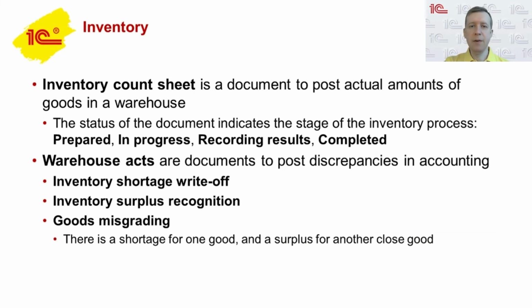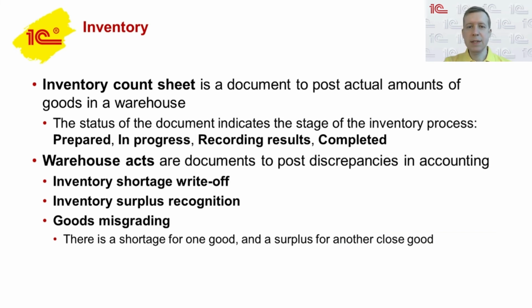Inventory is accounting of actual amounts of goods and correction of goods remaining balances in the program. The program provides the document inventory count sheet to manage goods inventory and post the results. The status of a document indicates the stage of the inventory process: prepared, in progress, recording results, and finally completed.